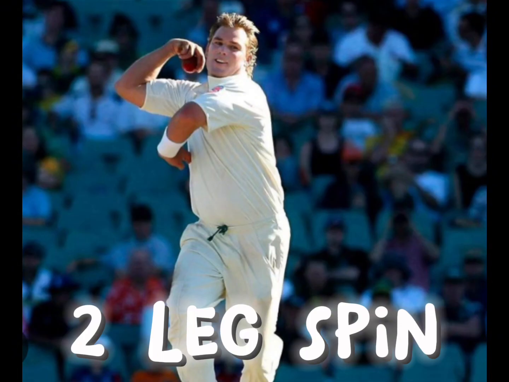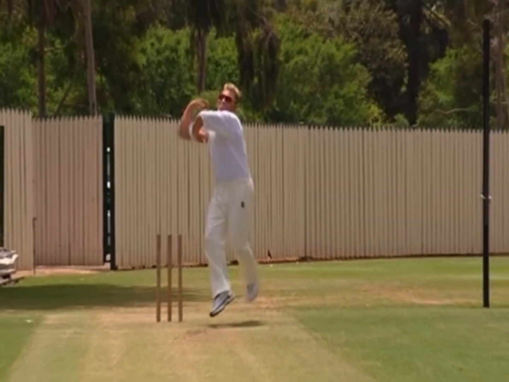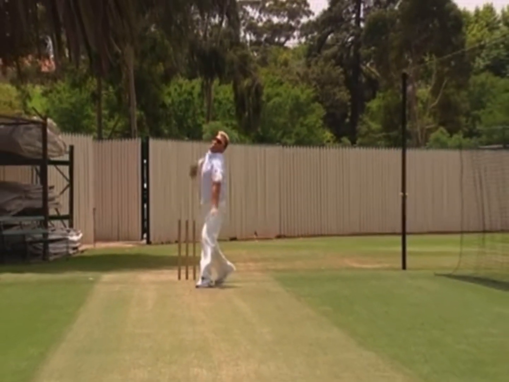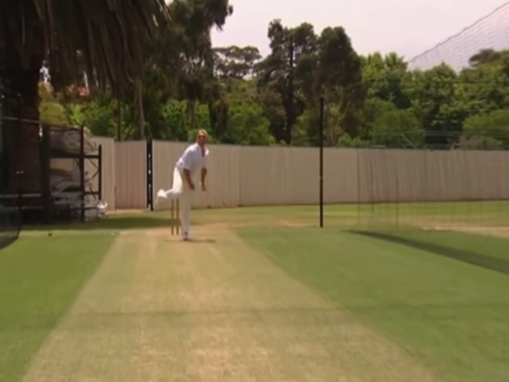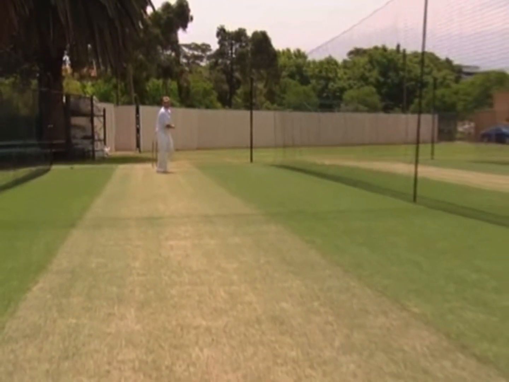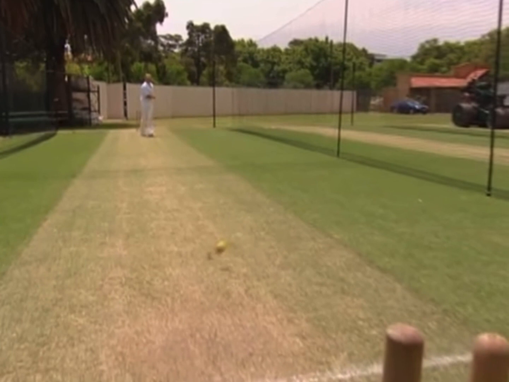Two, leg spin. Here, the bowler walks in with a short run-up. Then, he twists his wrist left. He is aiming to put the ball high in the air so the batter cannot see it. Then, the ball comes down later. When the ball hits the ground, it deviates left.